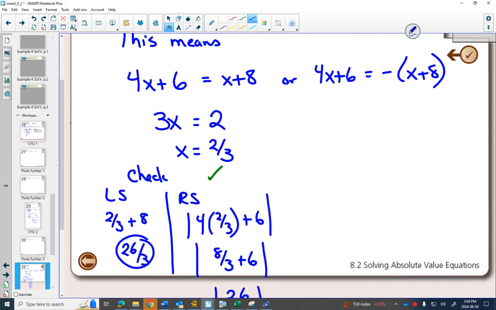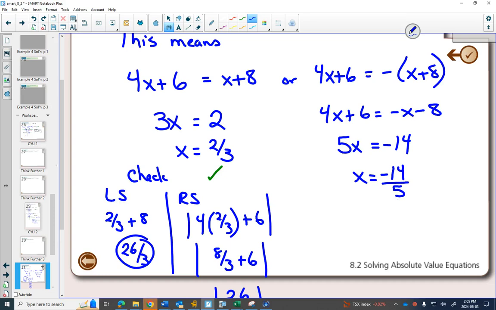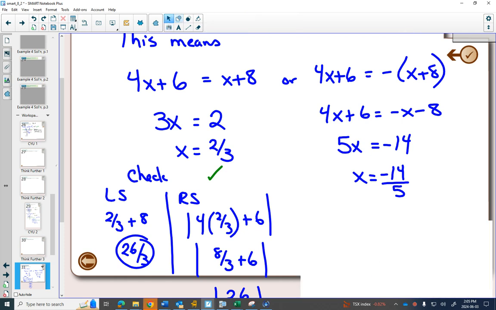My second equation, the 4x plus 6 could equal the negative x plus 8. So in this situation, I'd have 4x plus 6 equals negative x minus 8. I distribute. I'm going to put my like terms together. So I move my x to this side, subtract. And I would get x is equal to negative 14 over 5. Once again, I'm going to check that.